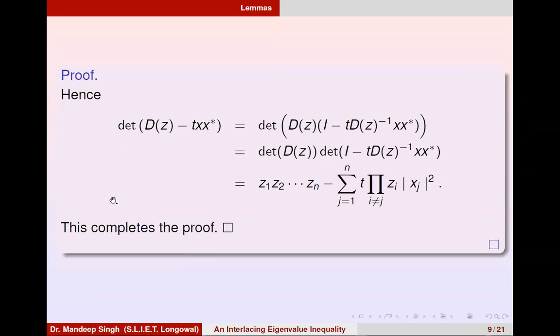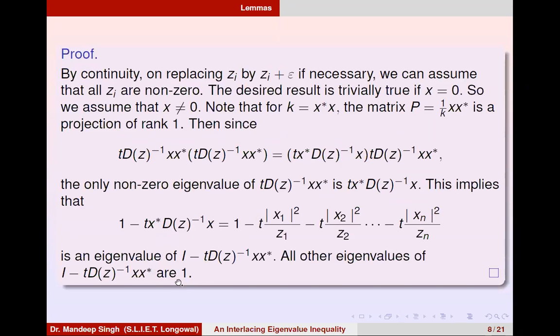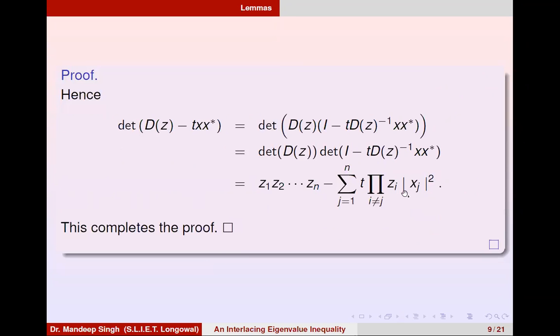Therefore, what is the determinant of this? Product of eigenvalues, which is the product of these two matrices, and the determinant of a product of two matrices means the product of the determinants. I know this is diagonal, so the product of the diagonal entries, which is Z1, Z2, up to Zn, and the determinant of this we have already seen here. The eigenvalues are all known to me. The determinant of the matrix is none other than the product of the eigenvalues, and that is what we are taking here.